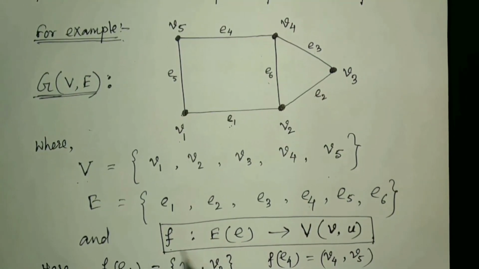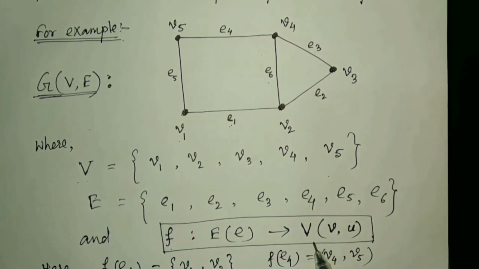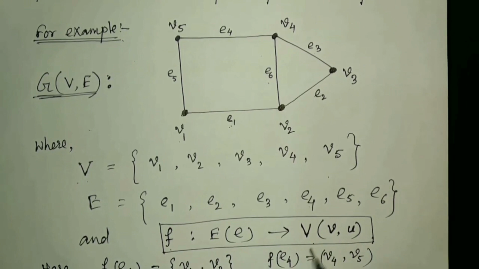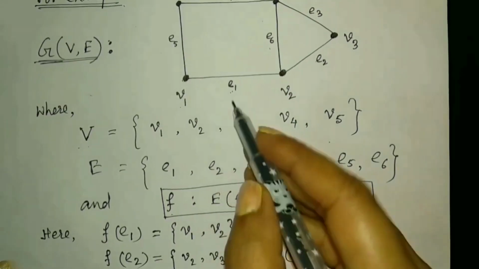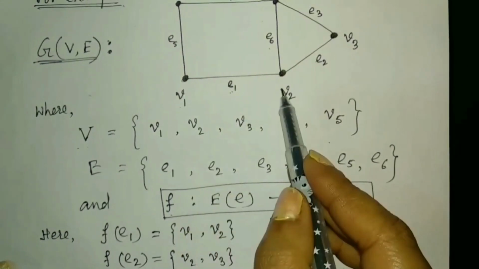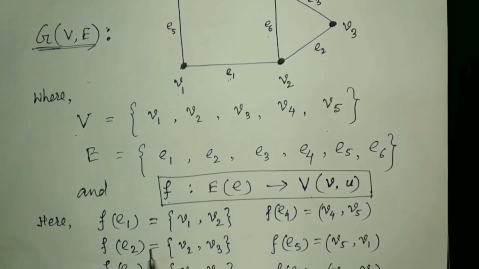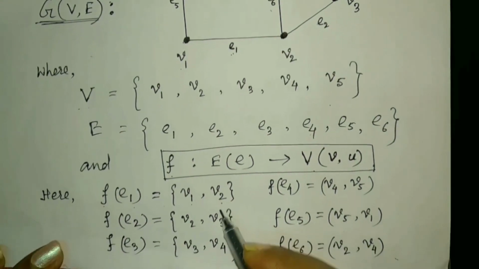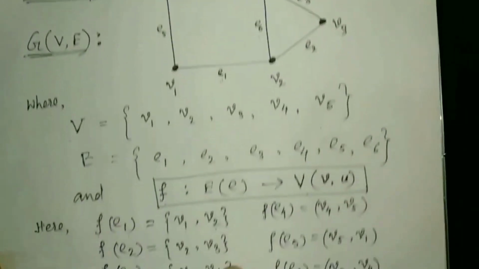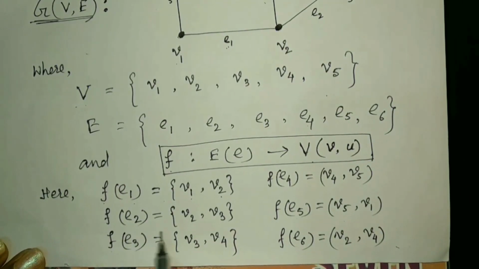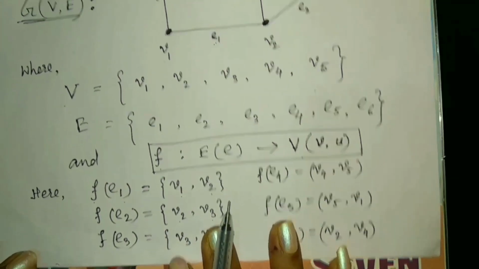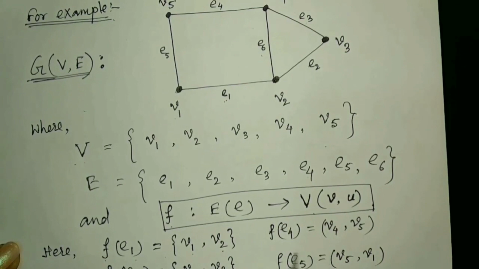Now we define a function from the E set to the V set in such a manner that we can understand the connectivity of each edge by the vertices. For instance, if E1 is the edge which is connected with V1 and V2, then according to the function we can define f of E1 is equal to V1 V2. Similarly, E2 is the edge connecting V2 and V3, so we write f of E2 is equal to V2 V3. Accordingly, we can do this for the other edges also, so that we can understand how these connectivities are there.